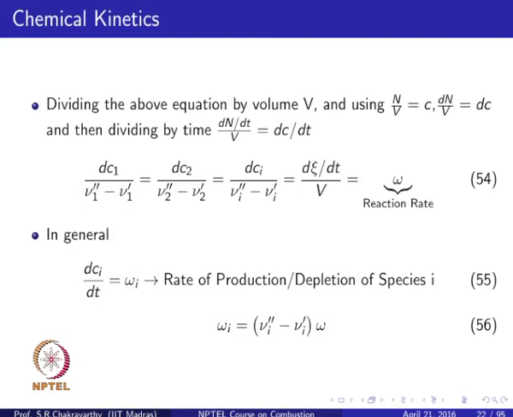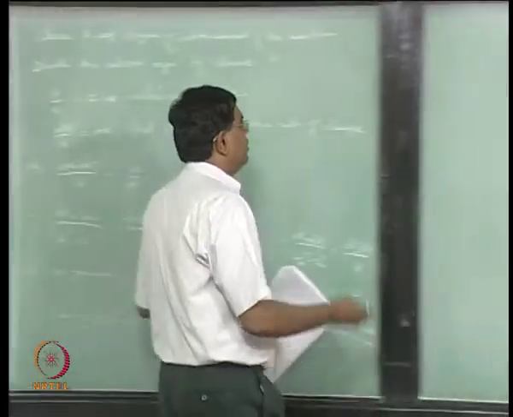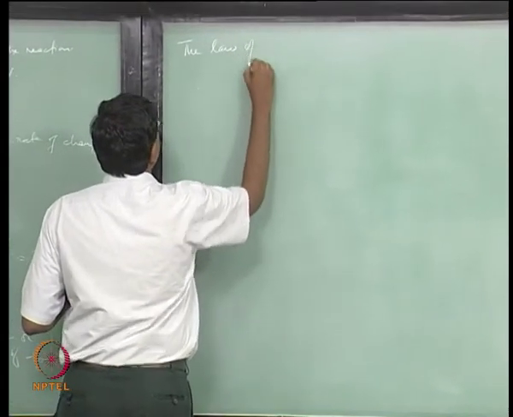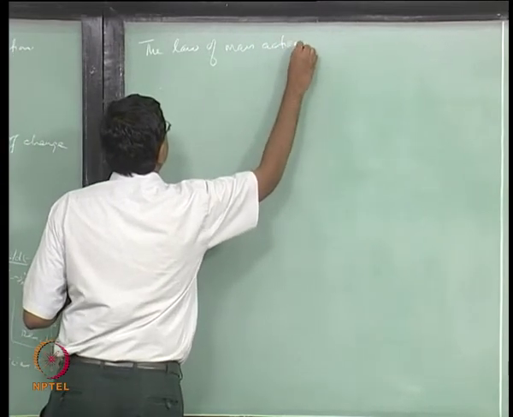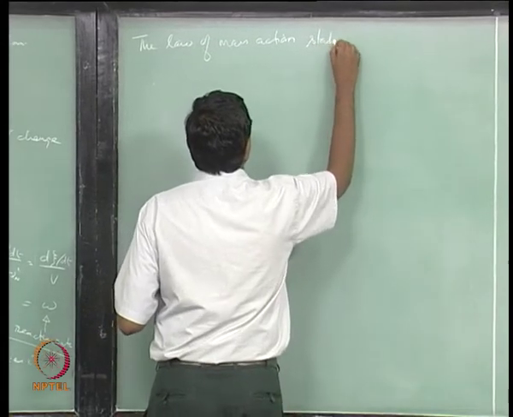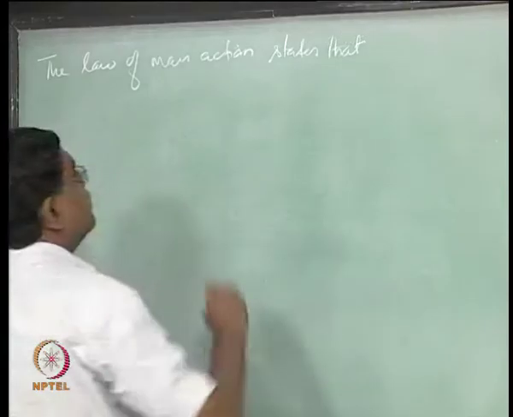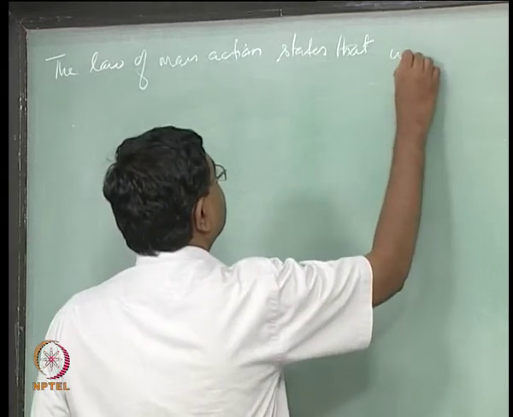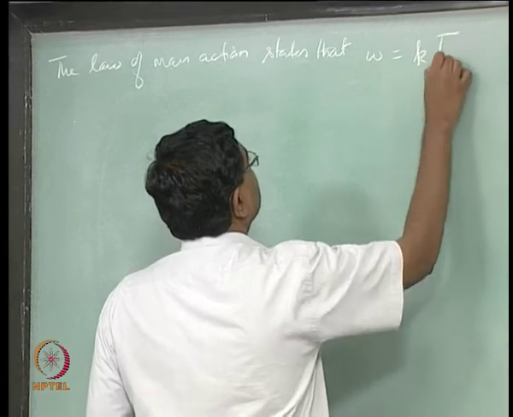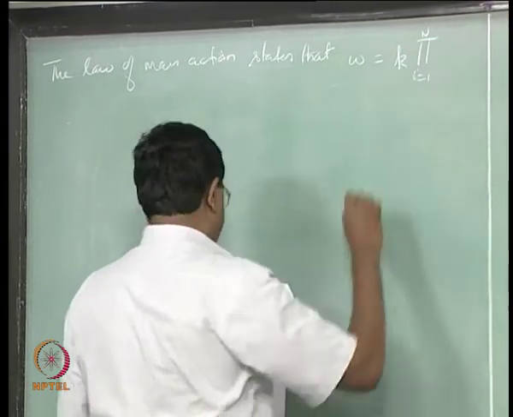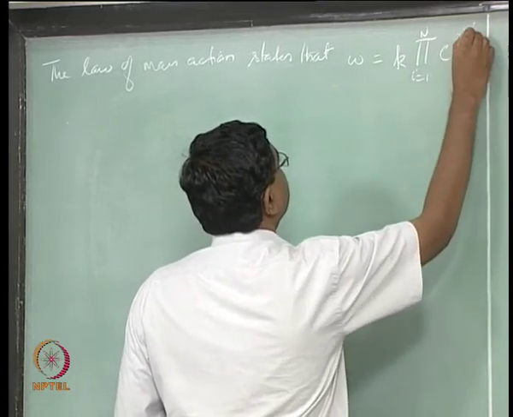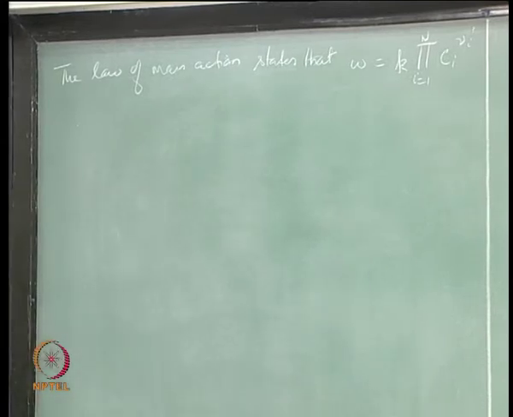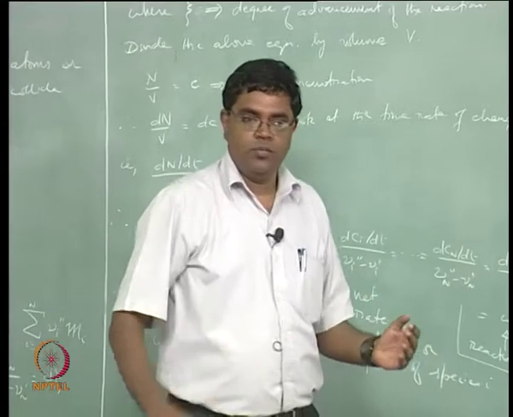So where are we? In this framework, we should now be able to write out the law of mass action. The law of mass action states that, I'm not going to write long sentences like you go through in high school. That's the difference now. It states simply that omega equals k times the product over I equals 1 to n of ci to the nu I single prime. This is what you have actually learnt in high school. Now it's all put in algebraic form.